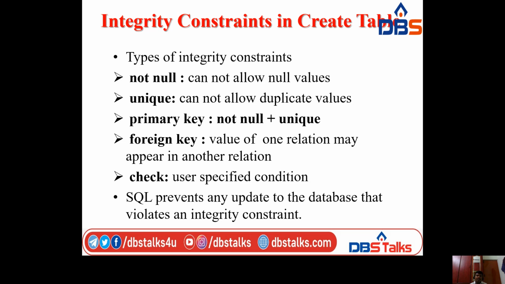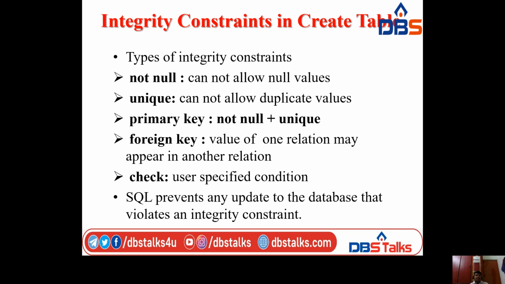Now coming to the primary key. It is the combination of not null and unique. If you take an attribute as a primary key, it must be filled with some value, and that value should be unique. The primary key is used to distinguish one row from another, that means one record from another record.